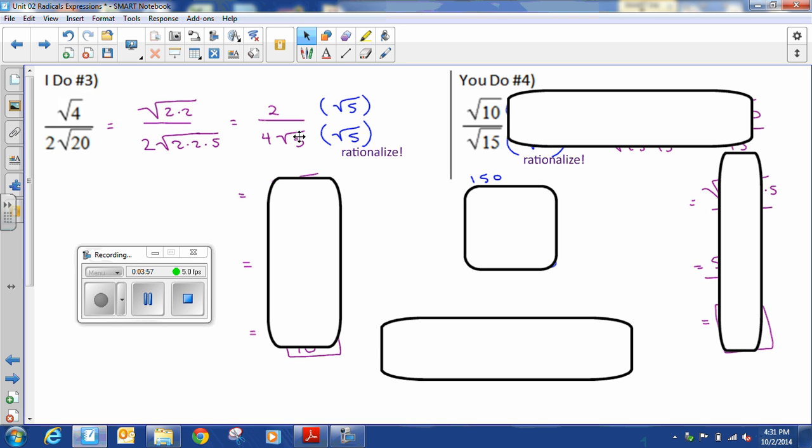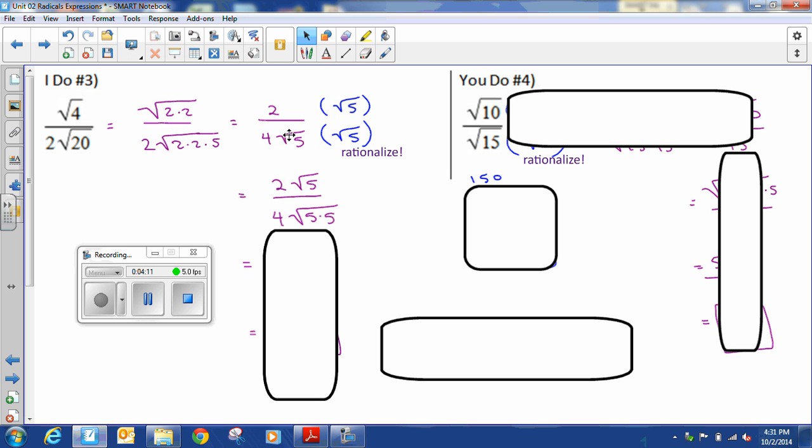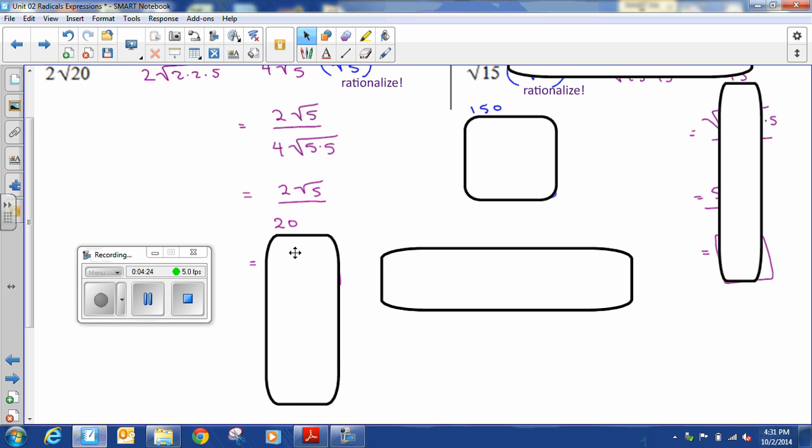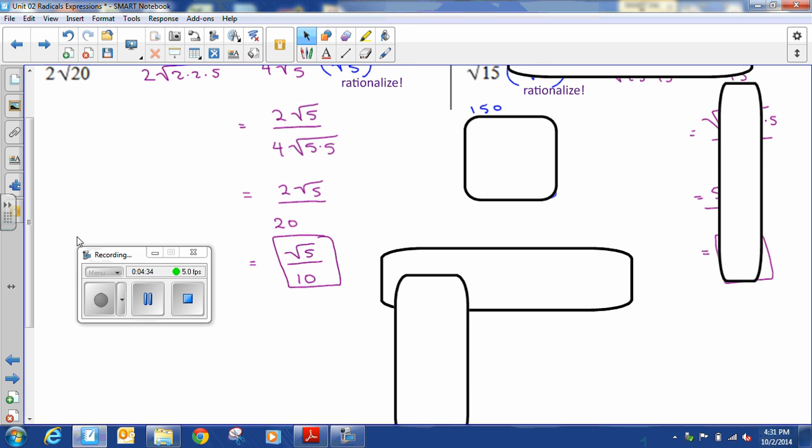So we're going to multiply radical 5 times radical 5, and radical 5 times the numerator, in order to keep this fraction the same and equivalent. So we get 2 radical 5 over 4 radical 5 times 5. 5 times 5 is 25, and the square root of 25 is 5. The 5 comes out and multiplies the 4 to give us this new denominator of 20. Our final step is 2 divided by 20, which is 1/10, leaving us with radical 5 over 10.